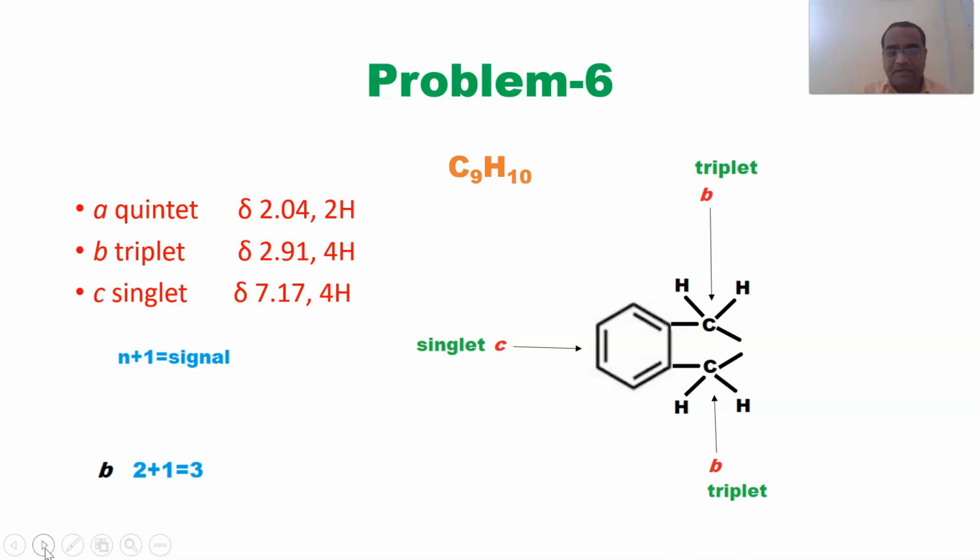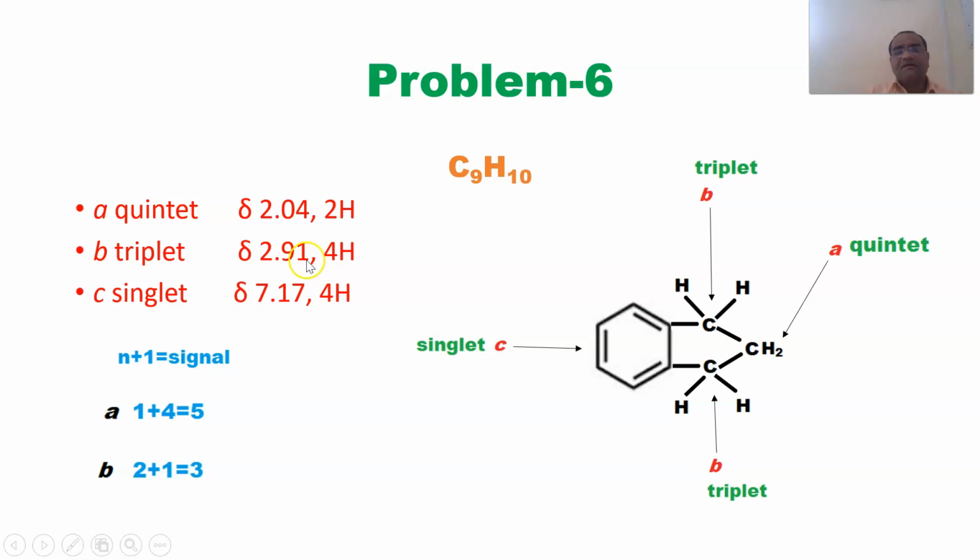Okay, so I have placed these 4 hydrogen atoms as per the given signal, and it is showing a triplet. It means that the adjacent carbon atom should have 2 hydrogens. So here are 2 hydrogens on the next carbon. Quintet means 5, so n plus 1: there are 4 hydrogens on the adjacent carbons, and we get a signal that is a quintet.